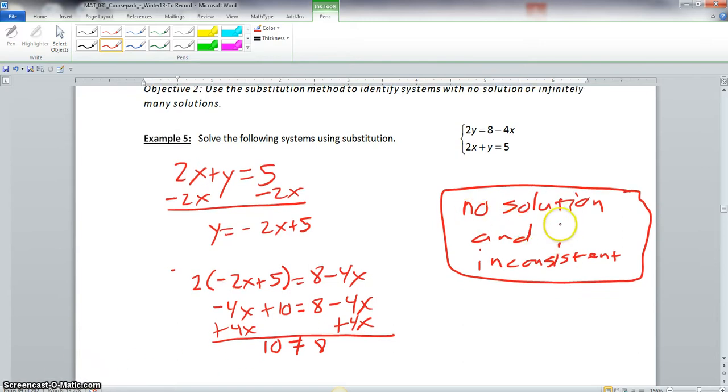Now again, our answer was no solution and inconsistent. That is because we had one number that's not equal to another number. That's how we get no solution and inconsistent. But if these two numbers were equal to each other, whether it was 0 equals 0, 9 equals 9, or so on, it would have been infinitely many solutions, and it would have been dependent.